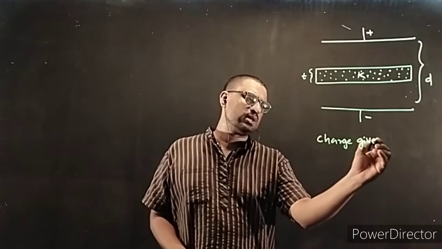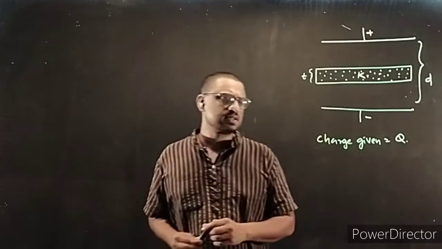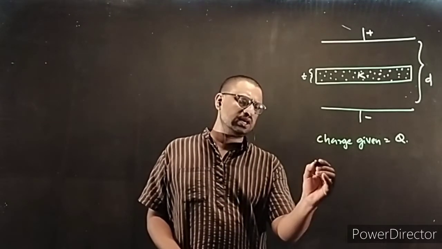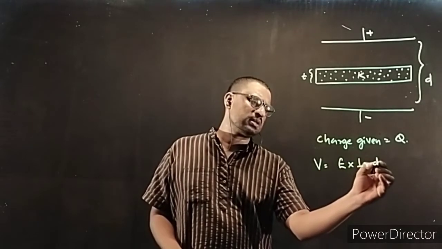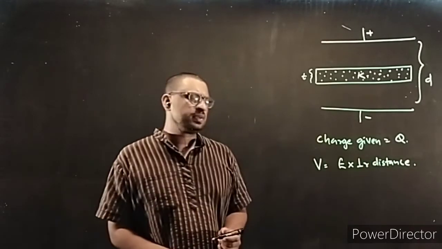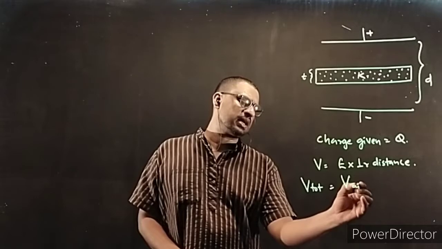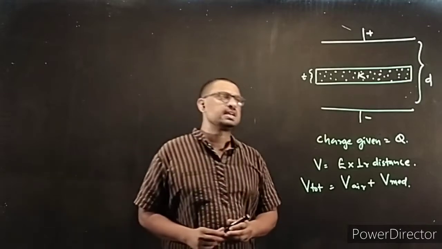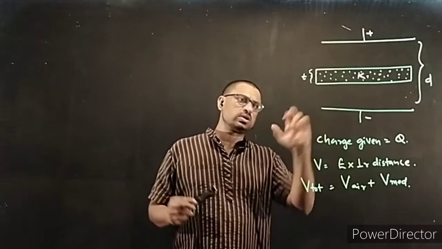The charge given is, as usual, equal to Q. Now we need to find the potential difference. Potential difference is nothing but the field into the perpendicular distance, right? Now the total potential difference will be the potential difference existing in air plus the potential difference existing in the medium. The sum of it will be the total potential difference.